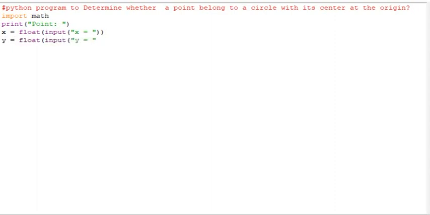Then now we need to enter the radius. Let's print out the radius. Then we need to input the value of r, which is the radius.